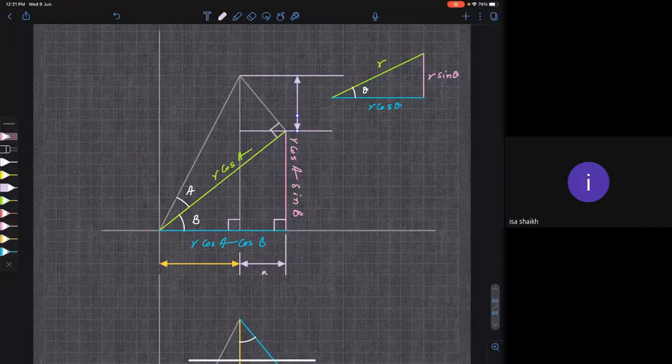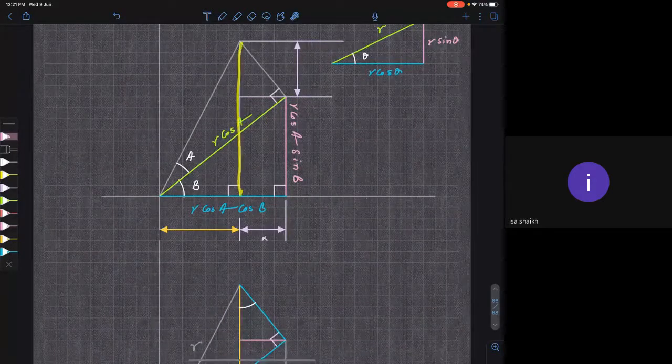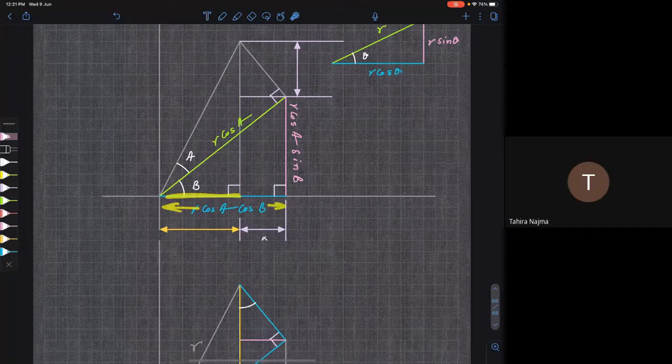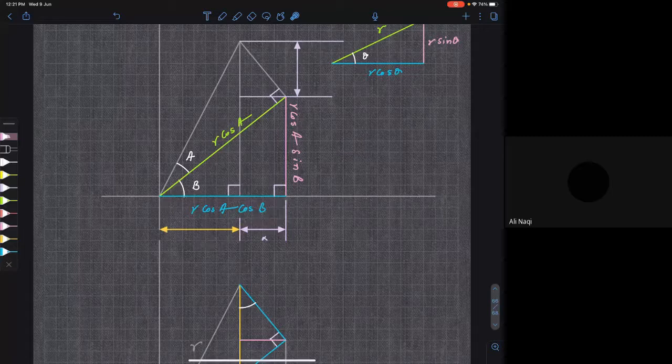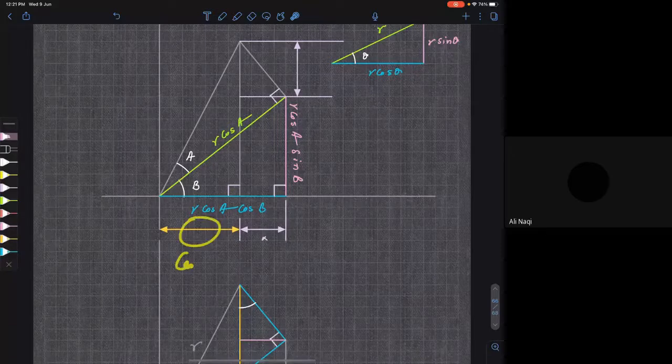Now, which other side do I need? I need this side and this side. For finding this side, I already have the length of this side, but if I subtract this side from this side, I'll get this side. Sir, but this side is R cos(A+B), we just found out. But we need it in terms of cos A, cos B, sin A and sin B, right? See, this yellow side is what? Cos of A plus B.